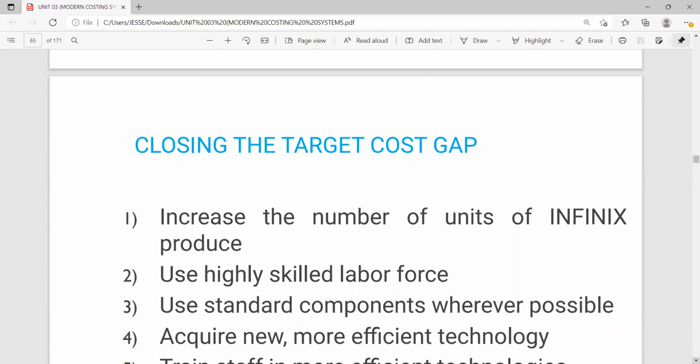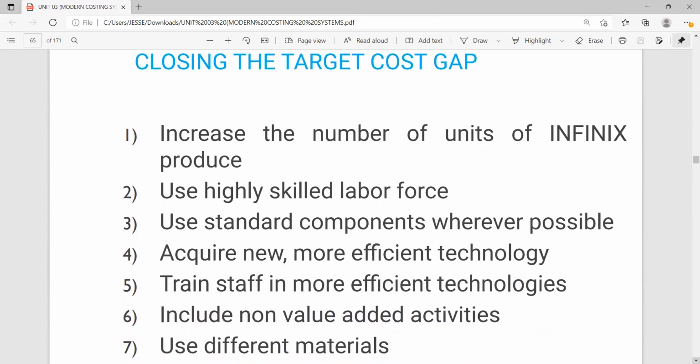Another way you can close the target cost gap is by using a highly skilled labor force. If you use a highly skilled labor force, it will likely lead to efficiencies. Another way is by using standard components wherever possible. So if you want to close the target cost gap, you need to look at your inputs, your design, your resources.